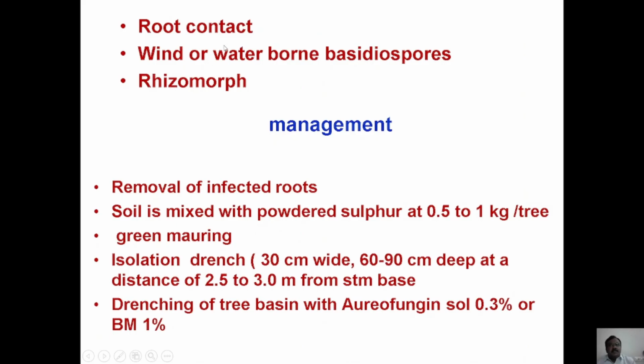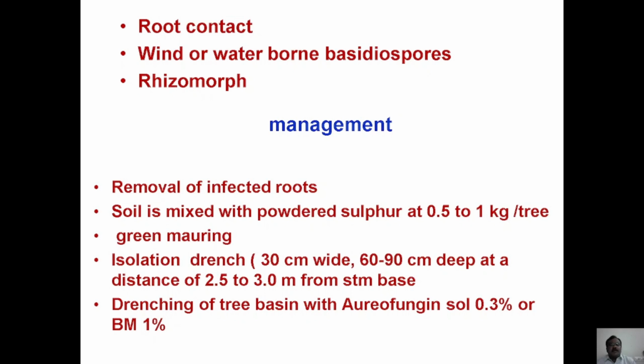And how does the disease spread? The disease mainly spreads through the rhizomorphs. Rhizomorph is the congregation of mycelia which form a scissor-shaped structure which pierces into the plant and causes the infection. The wind and waterborne basidiospores are also responsible for further spread.